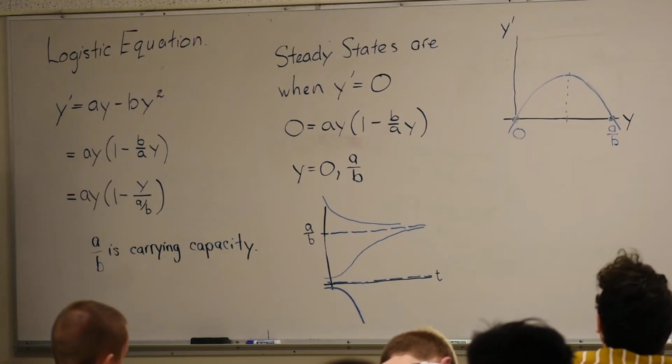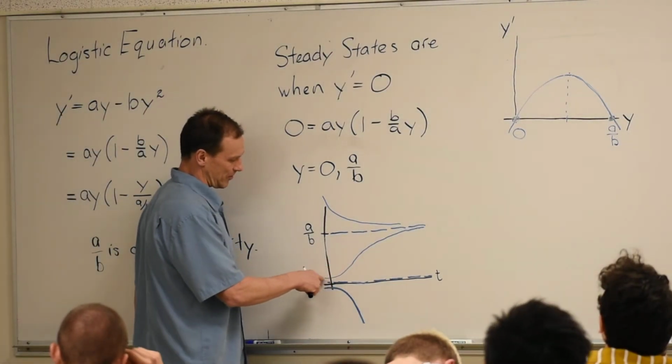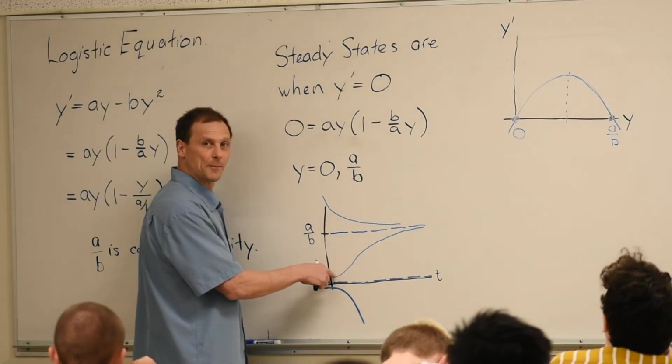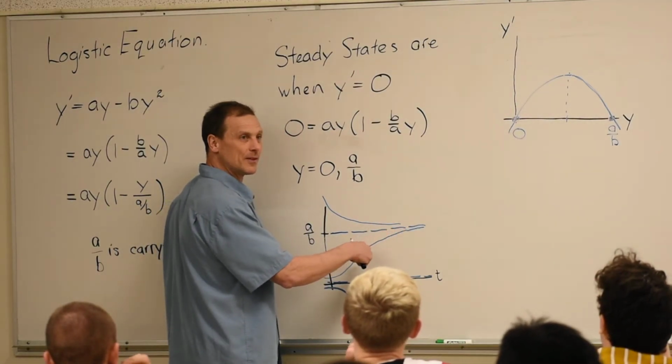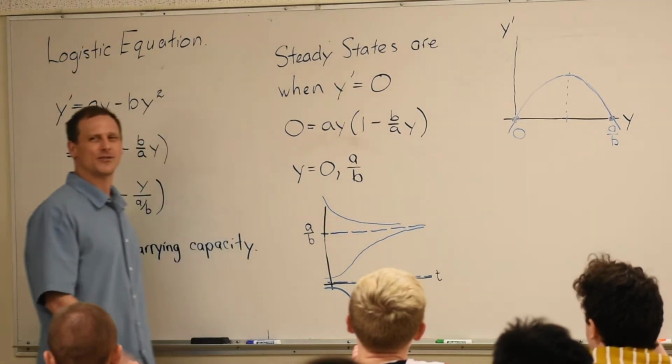Notice this is a curve. If I look at this curve in this region, we would probably describe it as concave up. If I look at it in this region, you would probably say it's concave down. The question is, where is the inflection point? Can we find that?